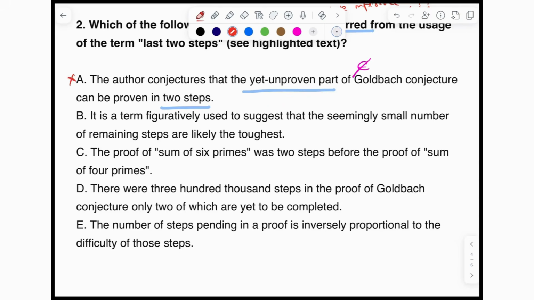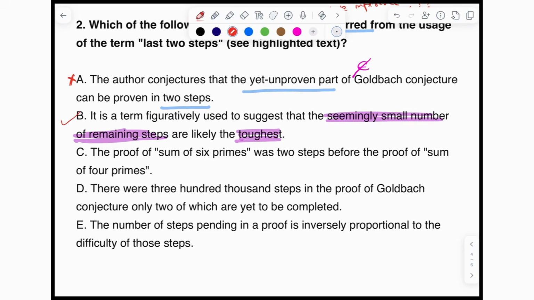Now, if we look at option number 2, there are two sets of events. The first one is a small number of remaining steps, and the second one is the word toughest from option 2. Yes, as per the author, with more mathematical attempts, we are coming closer to proving the Goldbach conjecture. And because the last two steps are tough, the author believes that even in the near future, no other mathematician can prove the Goldbach conjecture correctly.